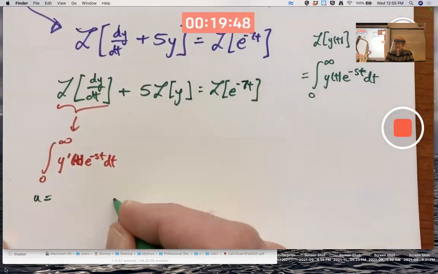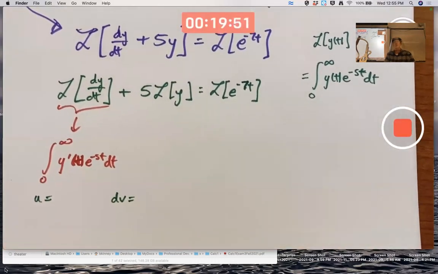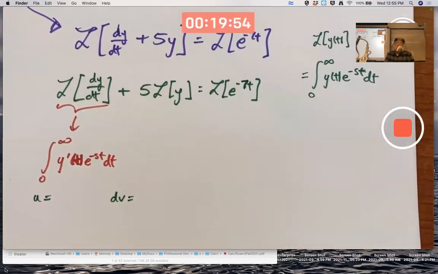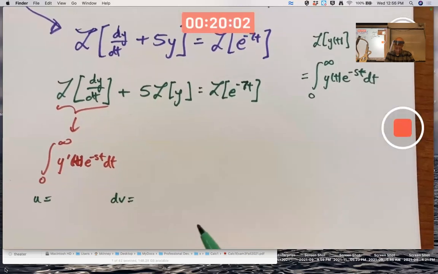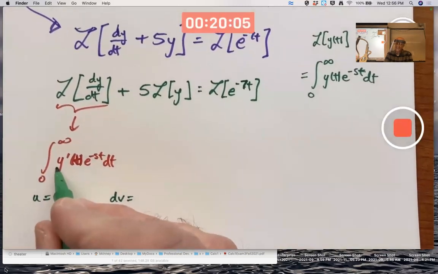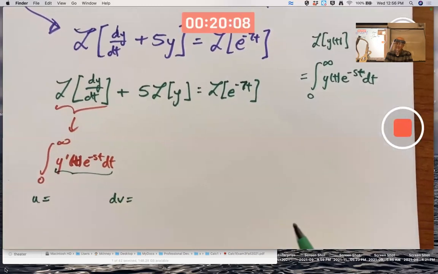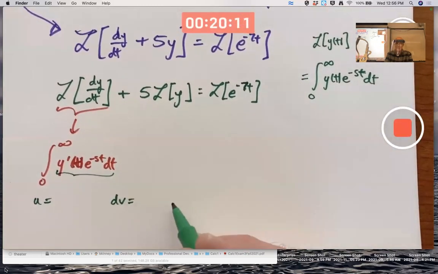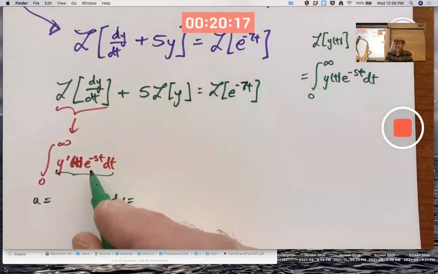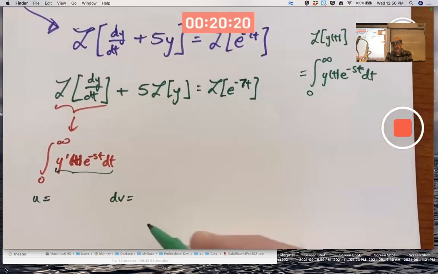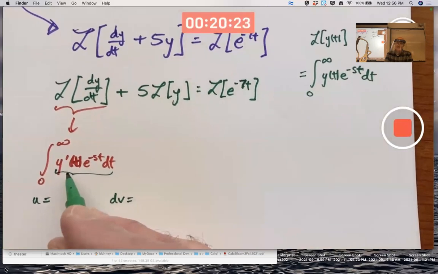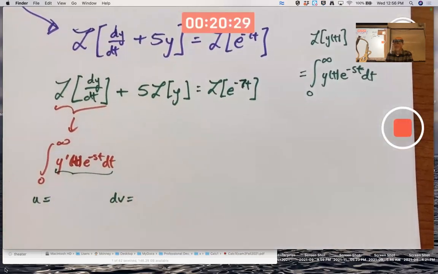Let u equal something and dv equal something, or again, with our calc book, it uses v prime here instead of dv. You want u to be something easy to differentiate, and you want dv or v prime to be something easy to integrate. And you want them to multiply together to give you this entire thing, y prime of t e to the negative st dt, and the dt does have to go with the dv. Well, e to the negative st is both easy to differentiate and integrate. However, y prime of t, if I differentiate it, it's going to be y double prime of t, and that sounds like it's going to make things worse.